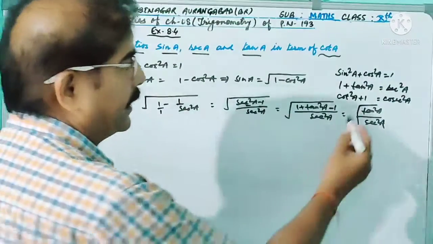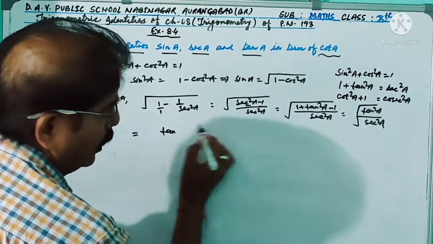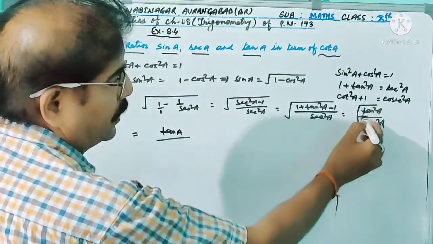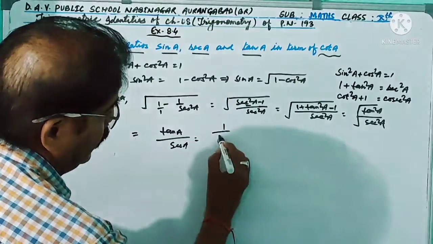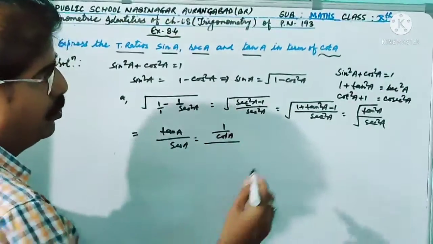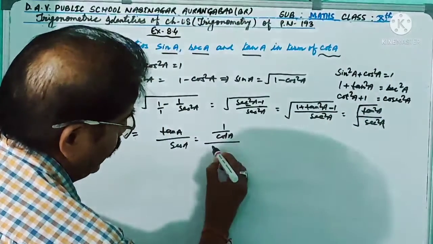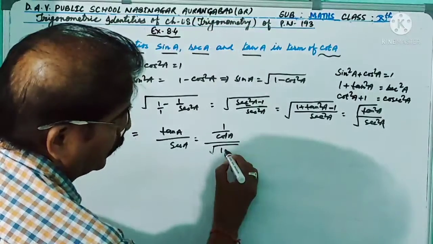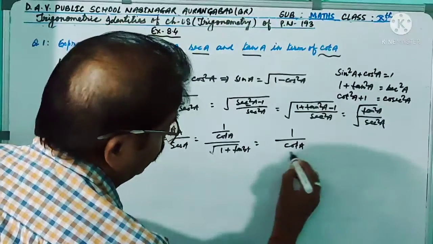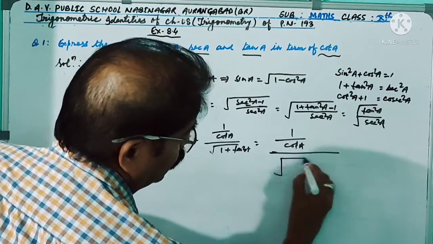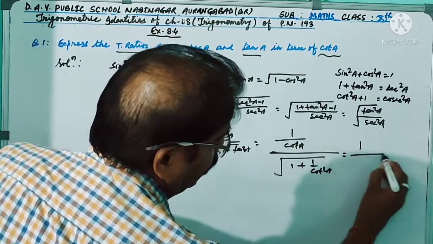Dear students, we know that root tan square A equal to tan A, and root sec square A equal to sec A, and tan A equal to 1 by cot A. And sec square A equal to 1 plus tan square A, so sec A equal to under root 1 plus tan square A, that is 1 plus 1 by cot square A.